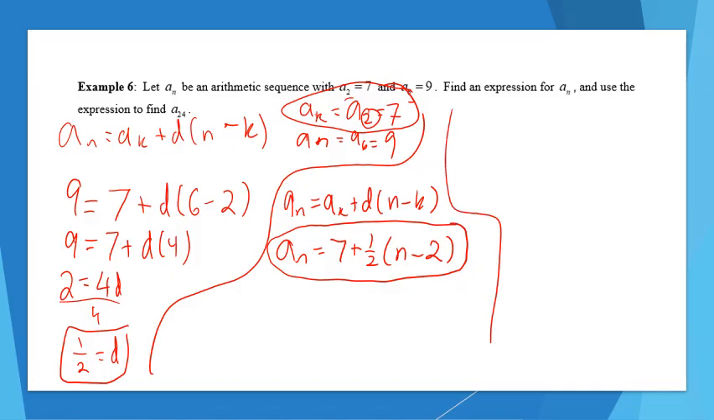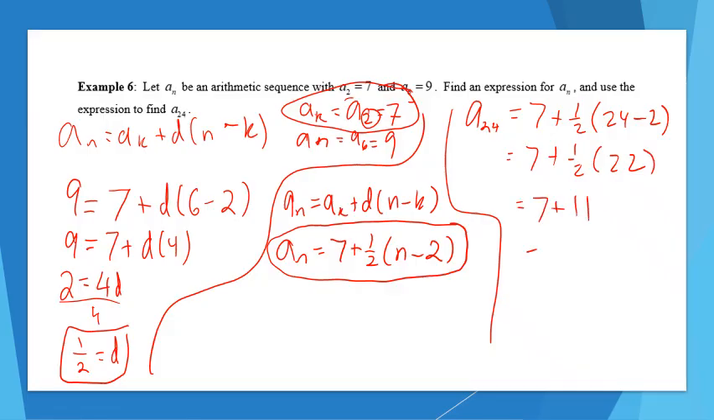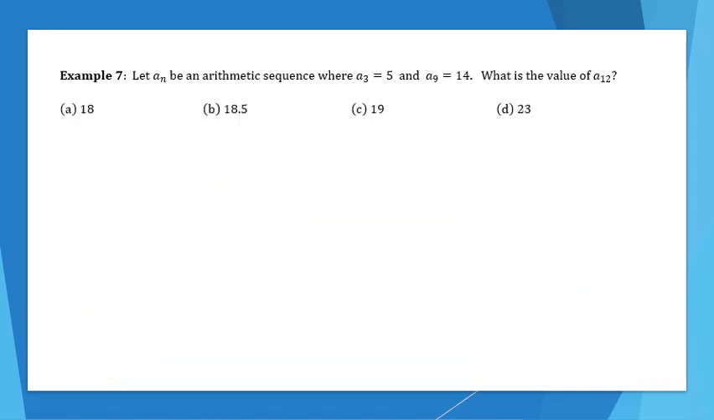And now we want to find a of 24. All you're going to do is plug 24 into the equation. So 7 plus 1/2 times 24 minus 2. This would be 7 plus 1/2 times 22. 7 plus 11, which is 18, should be our 24th term there.